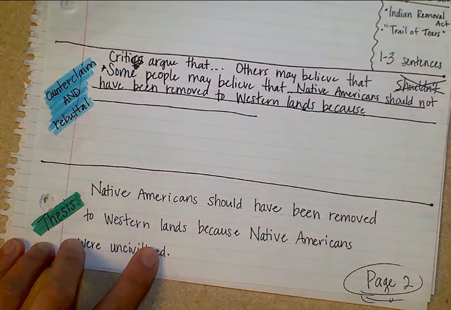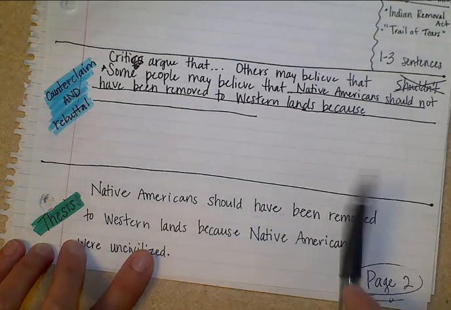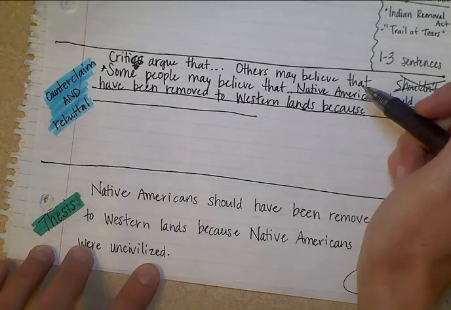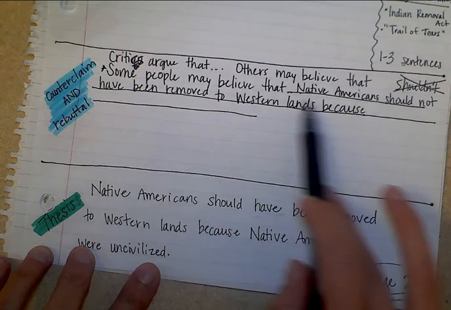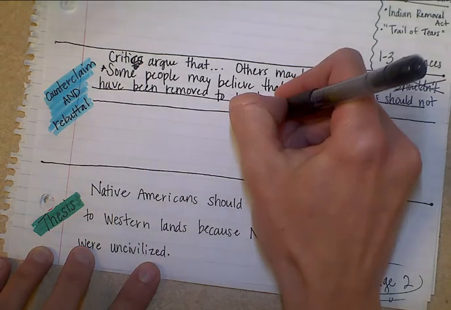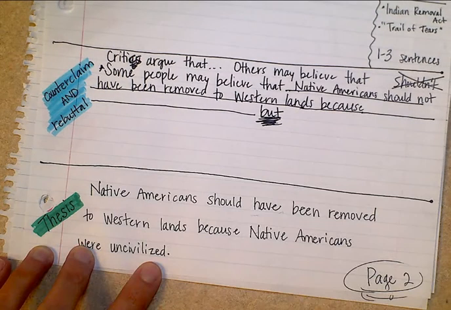Obviously I can't use this reason right here. It has to be different than the reason that I'm arguing, that they were uncivilized. So I'm going to show you an example of what we did a couple of years ago with should beauty pageants be banned for young girls. First I want to show you what my thesis is, so you can see the difference between my thesis and my rebuttal. My thesis is beauty pageants should be banned for young kids because they can become obsessed with the way they look.